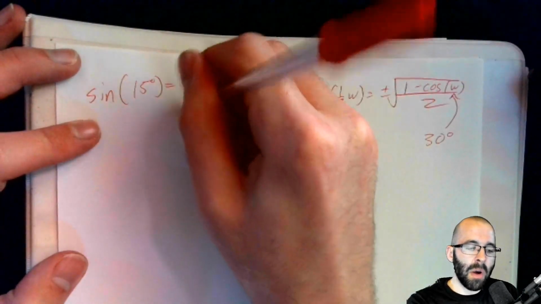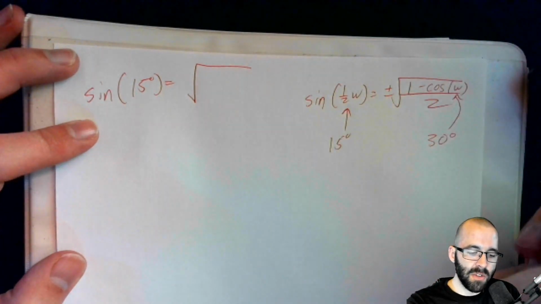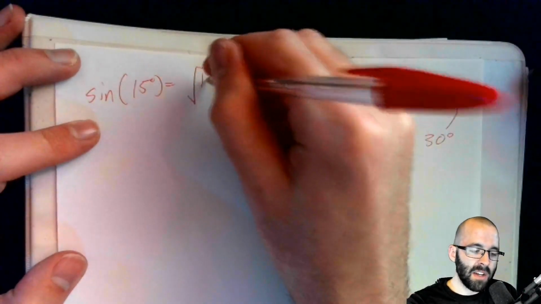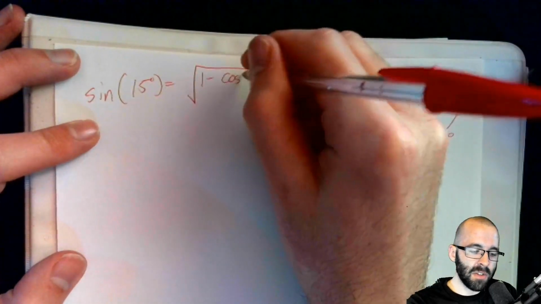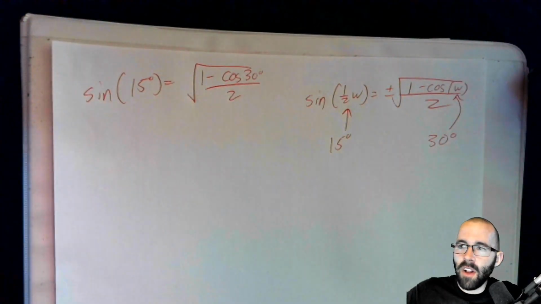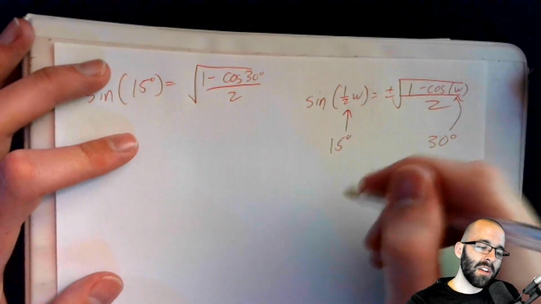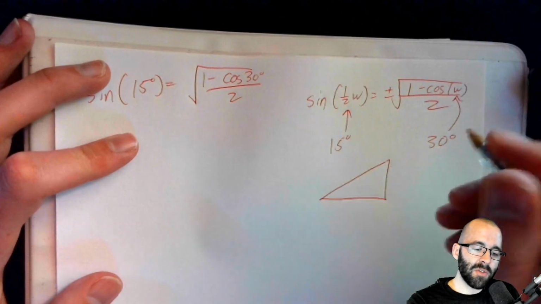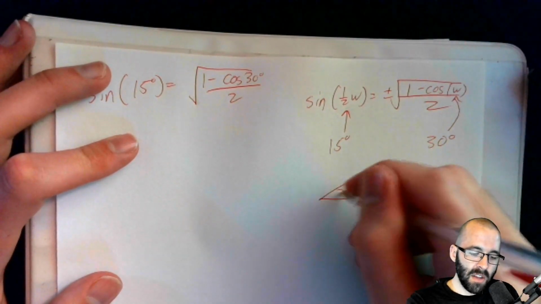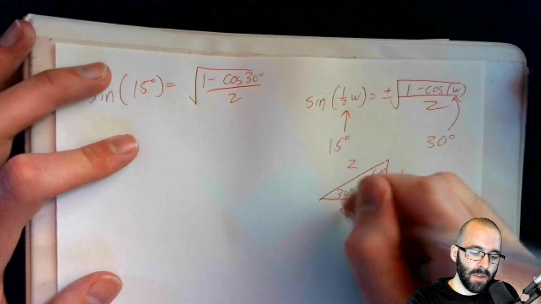We said we choose the positive side because sine is positive in the first quadrant. And we get the square root of 1 minus cosine of its double, which is 30 degrees, over 2. We already did all the hard work. Now we're back to chapter 7. Right, we're going to need our special triangles or the unit circle. If this is 30 degrees, this is 60 degrees, we have 1, 2, root 3.